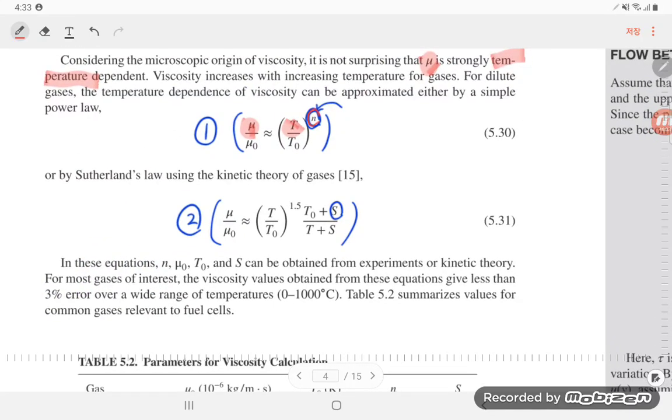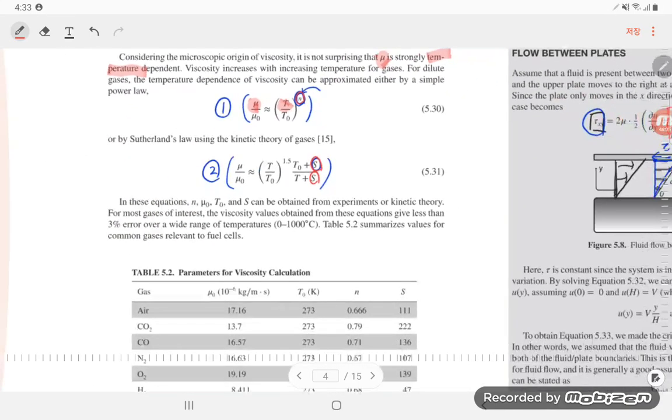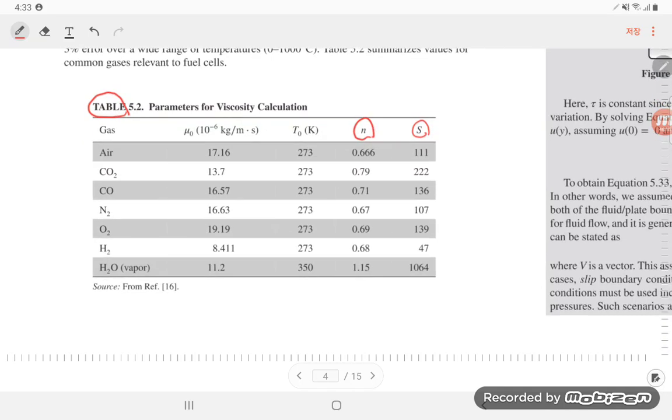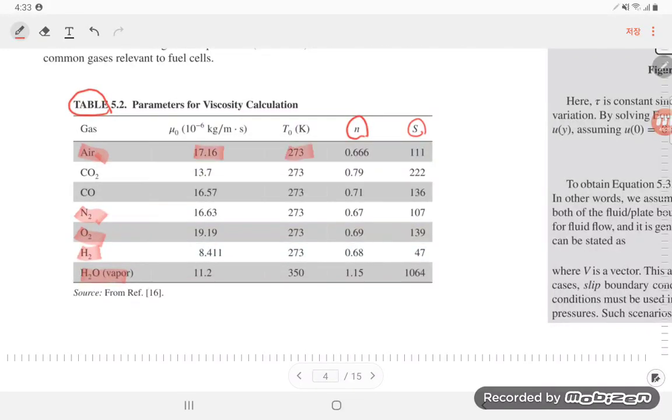Okay, you can find this N value and S value by referring to this table. There is S and N in here, and the N and S depend on the types of the gas. Okay, in here, the air, oxygen, nitrogen, hydrogen, and water vapor have these values at STP. Okay, remember that. We will use these values for solving problems.